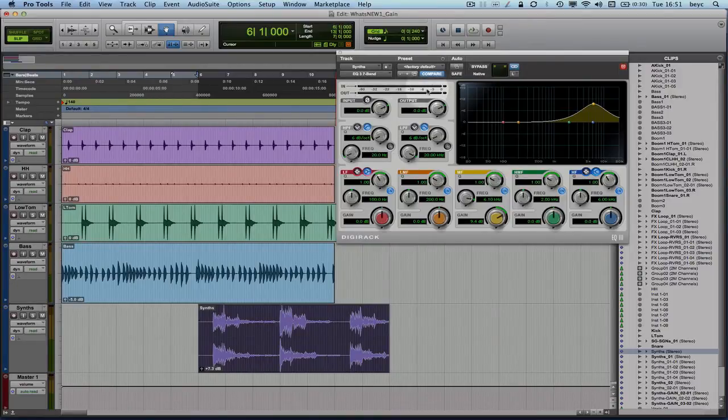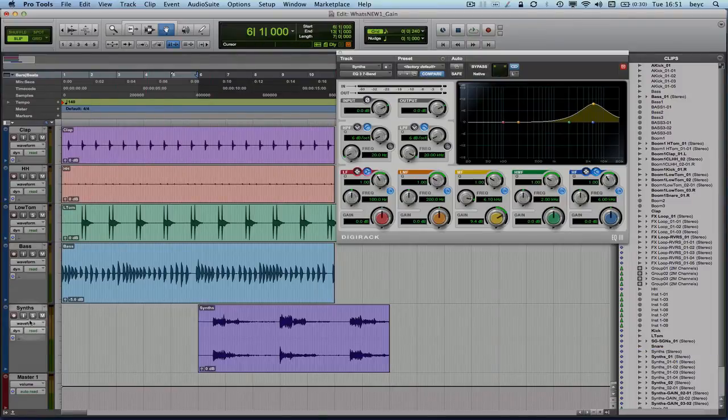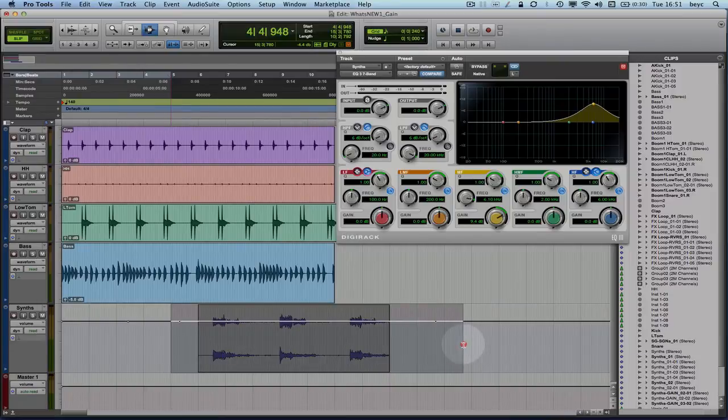Now, if I were to just undo what I did right now, so I'm back to unity gain, and I'm just going to do the exact same thing but using the volume curve. So I will go ahead and do that. So there you go. Let's take the trimmer and go up. So again, about 7 dBs.